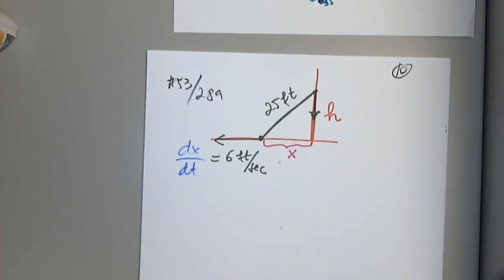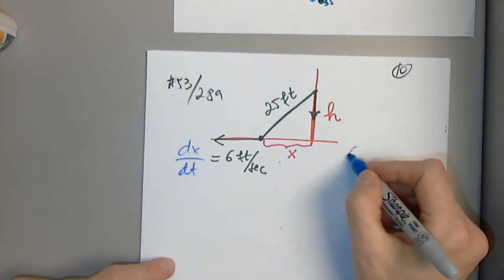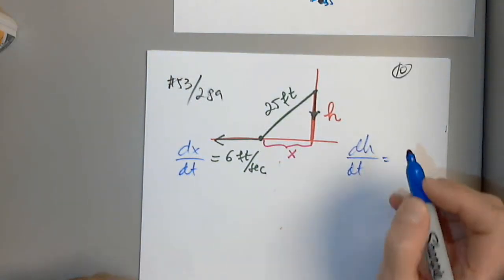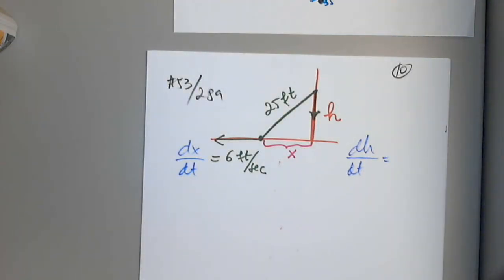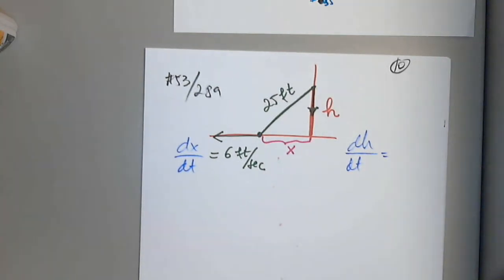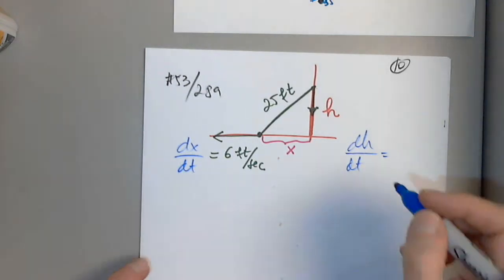So what am I asked to determine before I read on? dh over dt. Excellent. Do you expect this to be positive or negative? Remember, this slides away, x increases. But this comes down to the ground. So what about the sign of h? Right, I expect it to be negative. Keep that in mind. So we're asked one more time, how fast is the height of the top changing when the lower end is 7 feet away?